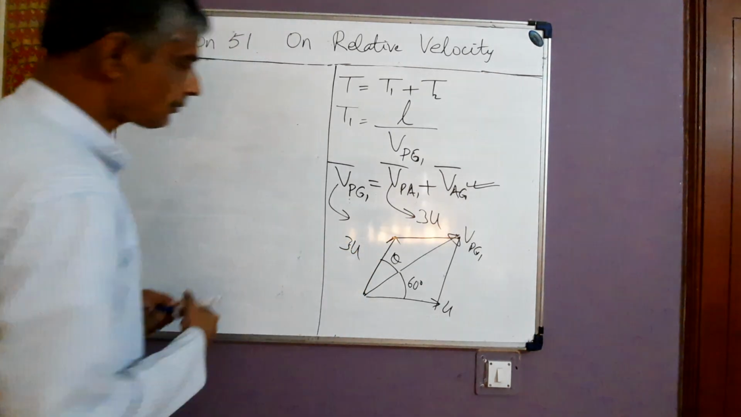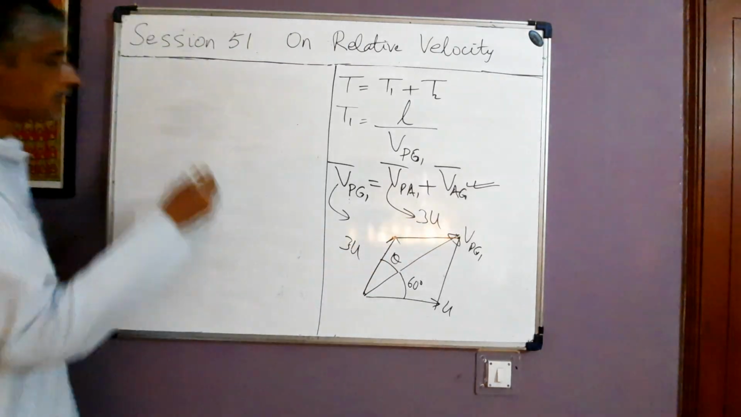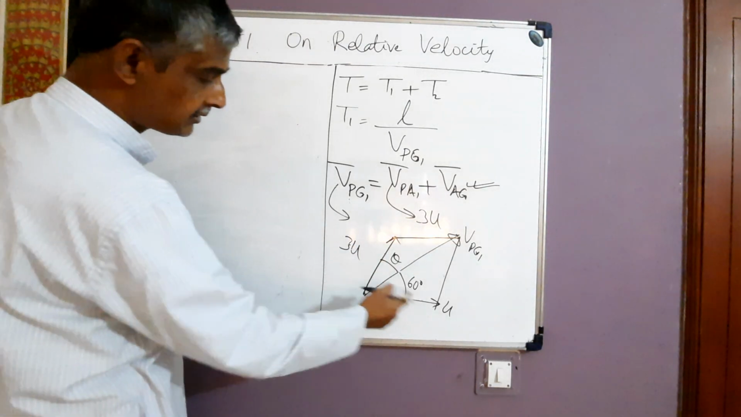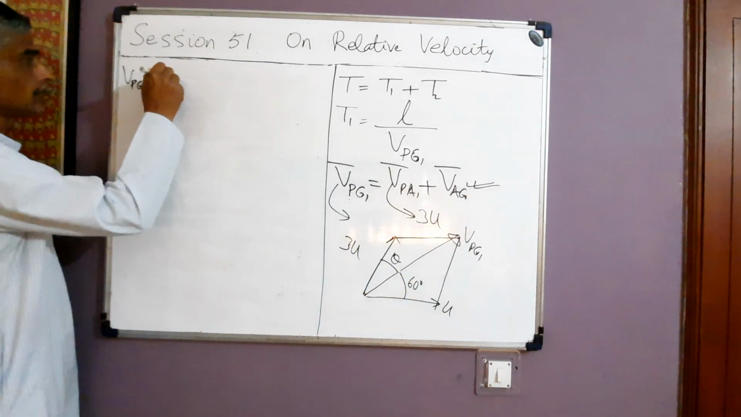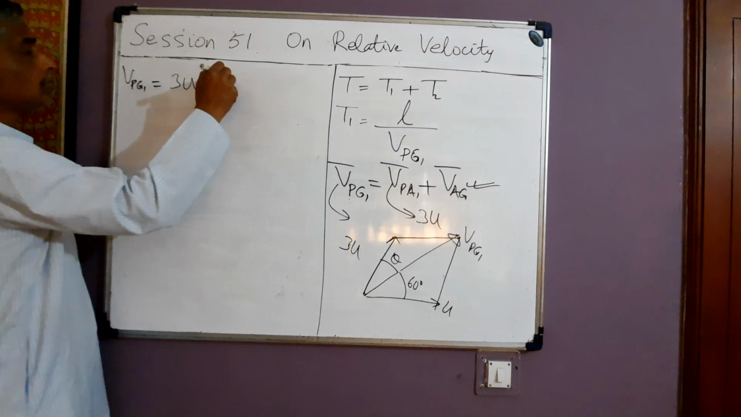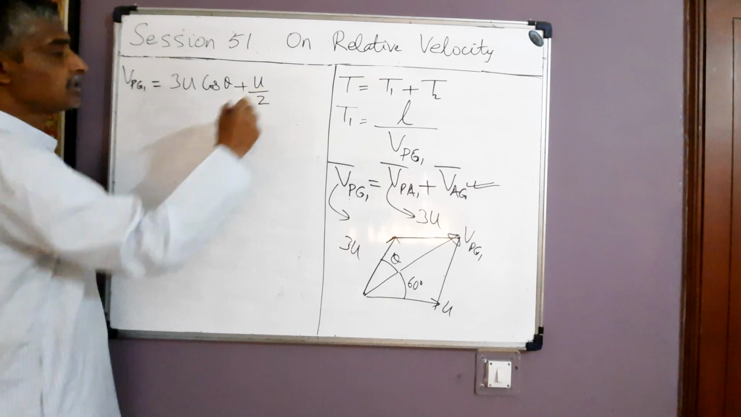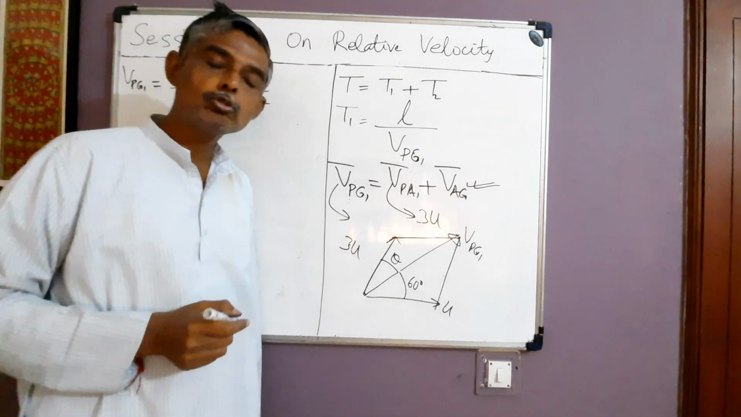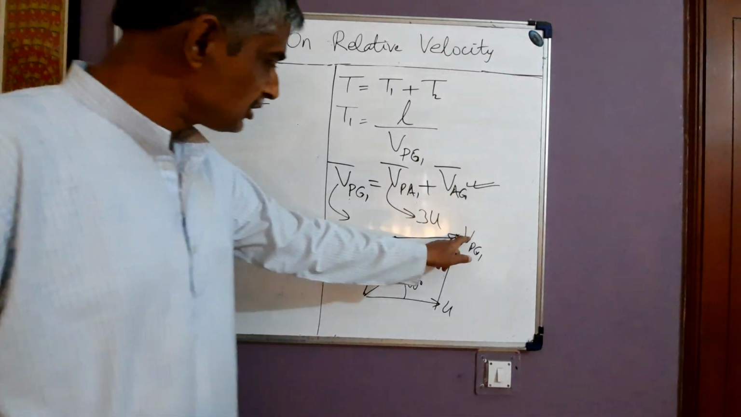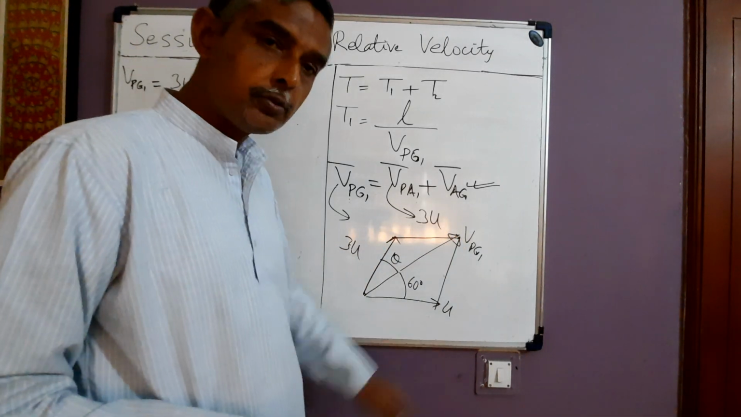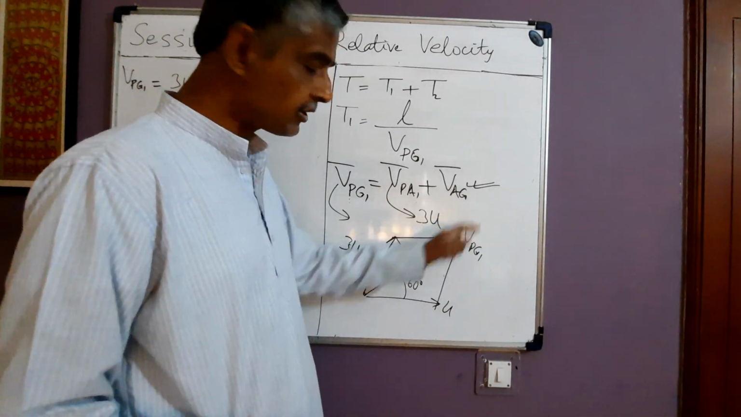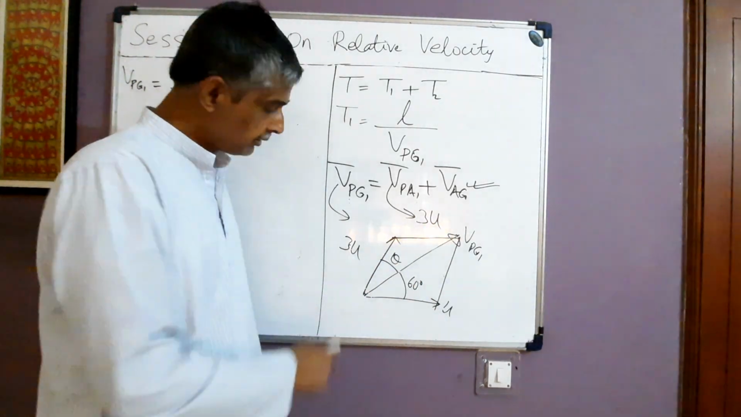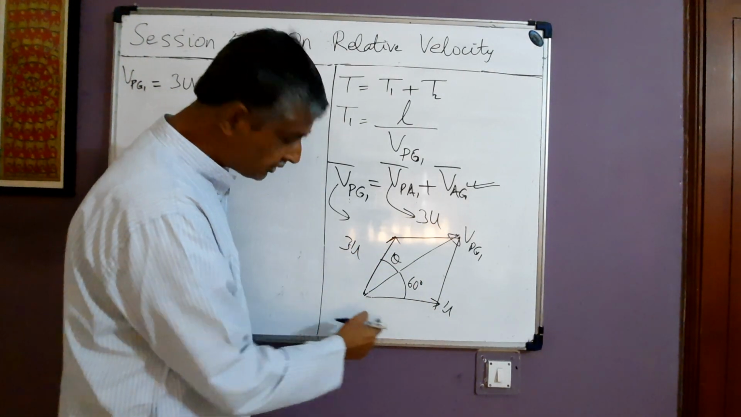So now Vpg1, from the theory of vectors, is equal to 3u cos theta plus u cos 60, and that is u by 2. Now to know Vpg1 we must know theta. How to find the value of theta? Vpg1 is the resultant of these two, 3u and u. The resultant of these two is along this direction, so the resultant in a direction normal to Vpg1 is 0. That is, the components of these two vectors in this direction cancel out.